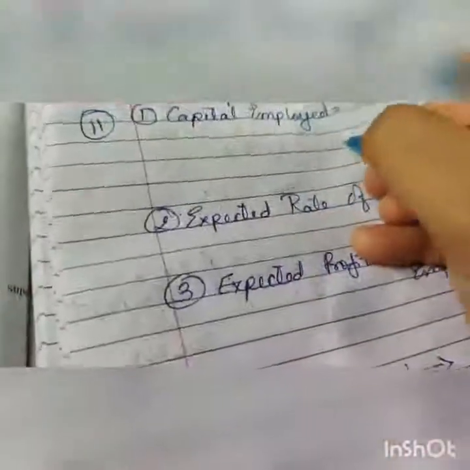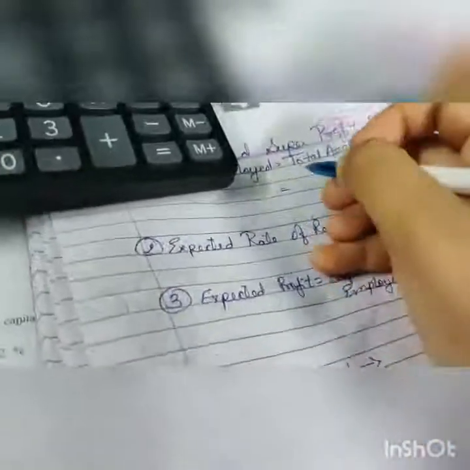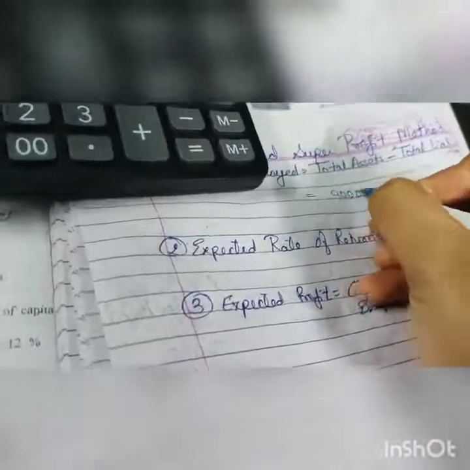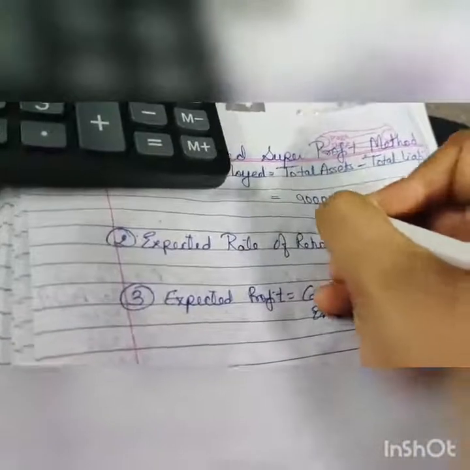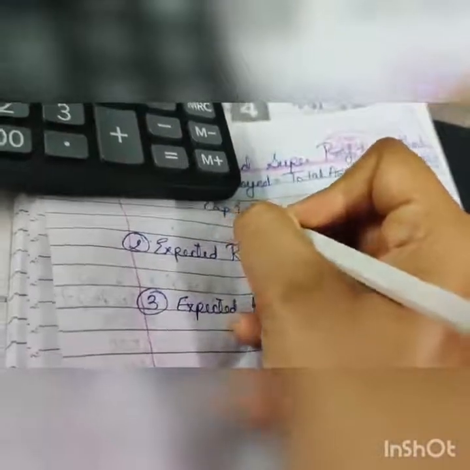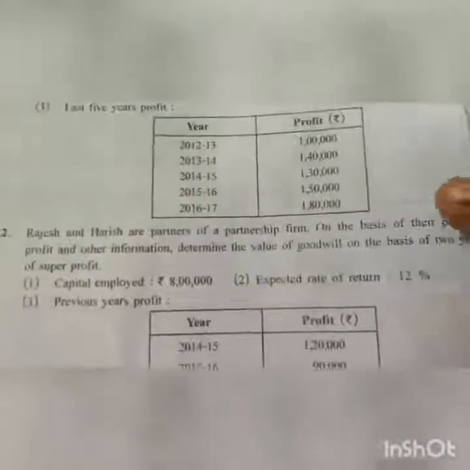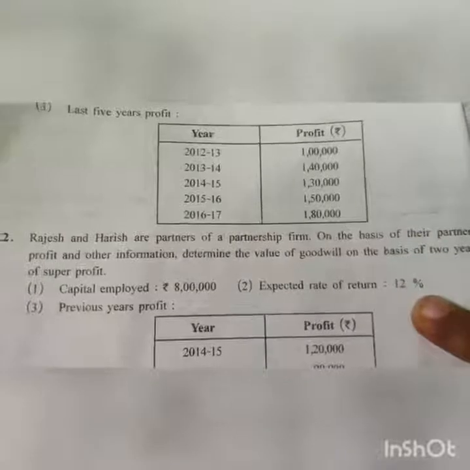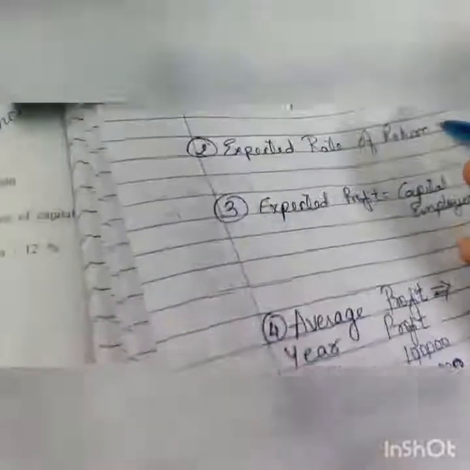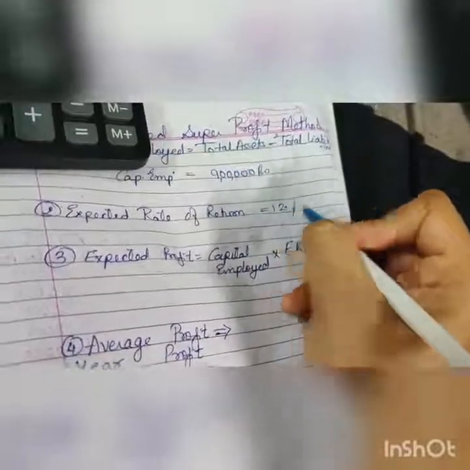So here we will write down directly that it is 9 lakhs rupees. That is capital employed. Okay, then expected rate of return. How much expected rate of return is shown? That it is 12%. So here we will directly again write down that expected rate of return is 12%.